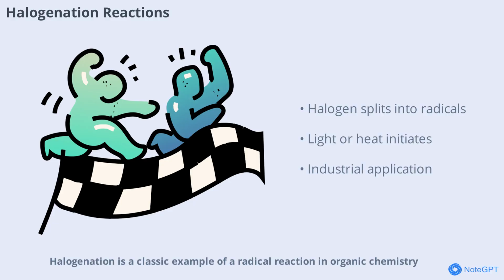Halogenation is a classic example of a radical reaction in organic chemistry. In this process, a halogen molecule like chlorine or bromine splits into two radicals under the influence of light or heat. These halogen radicals then react with organic molecules, substituting hydrogen atoms and creating new compounds. This chain reaction is widely used in the chemical industry.